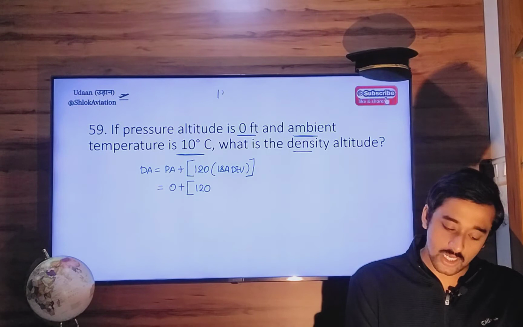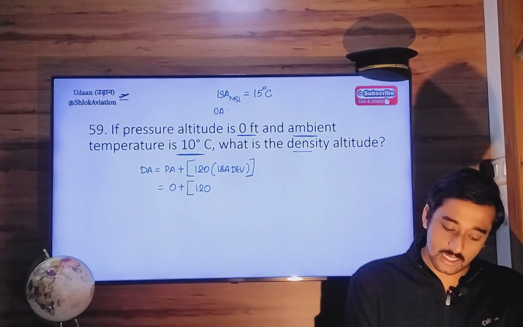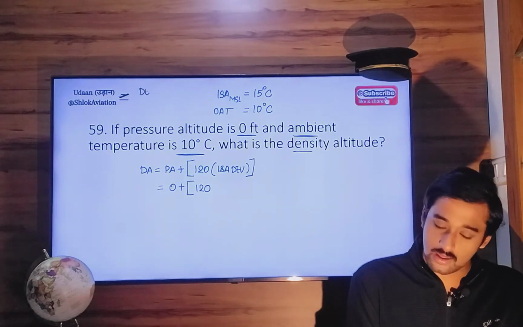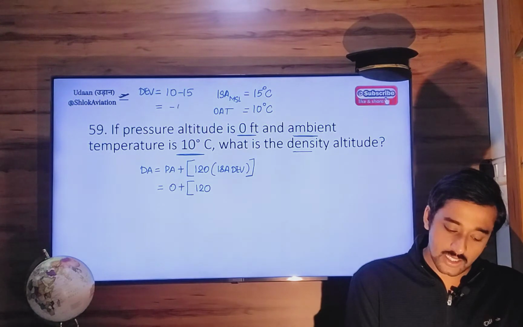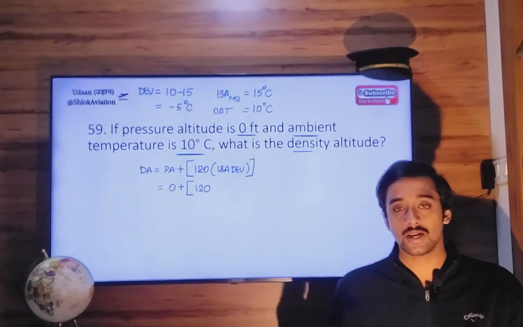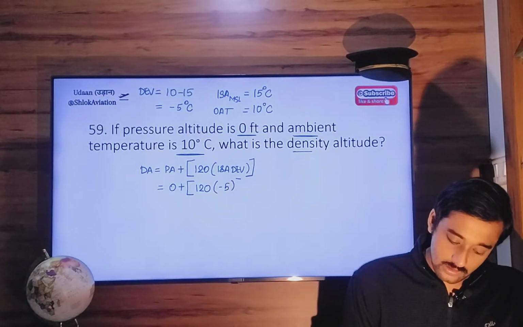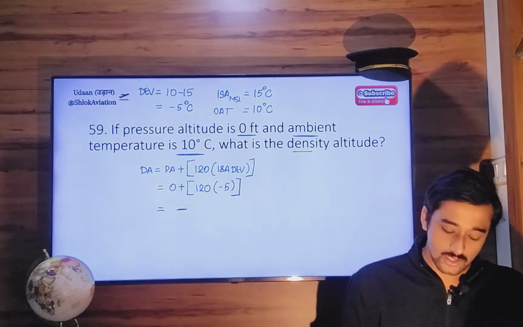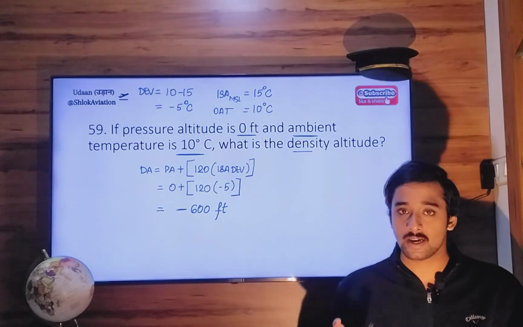Now ISA temperature at mean sea level must be equal to 15. What is the outside temperature? It is 10. So temperature deviation is outside minus ISA, minus 5 degrees Celsius, meaning the outside temperature is colder than ISA by 5. 120 times minus 5 is minus 600. So density altitude is lower than pressure altitude, so better aircraft performance.